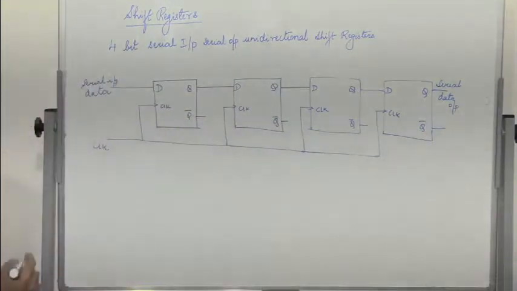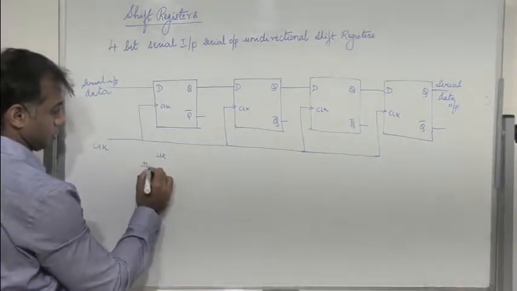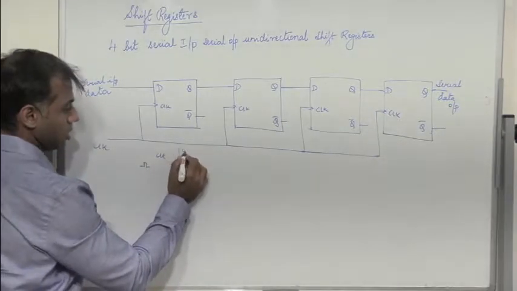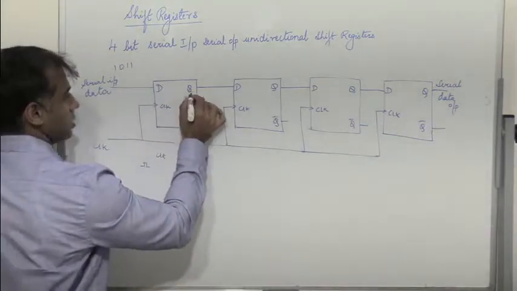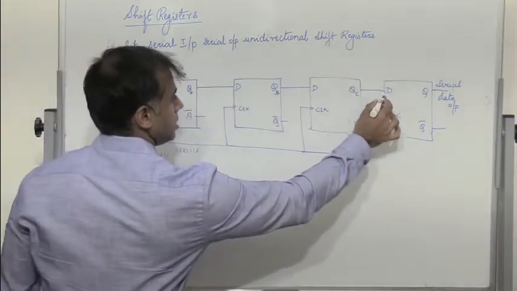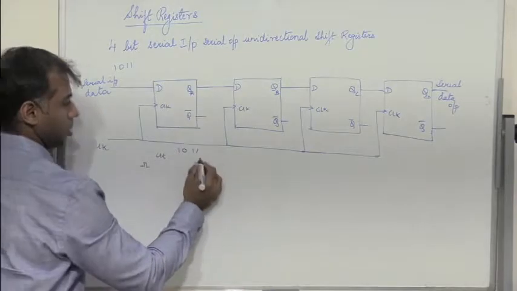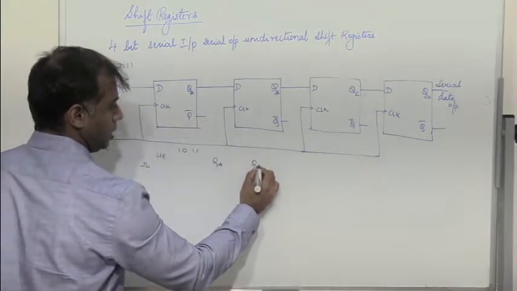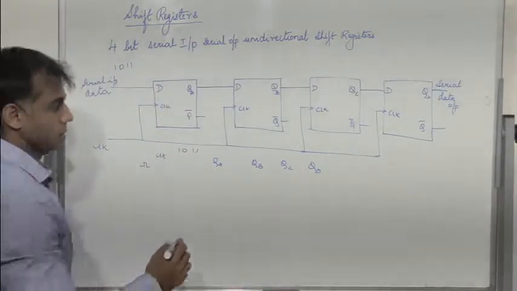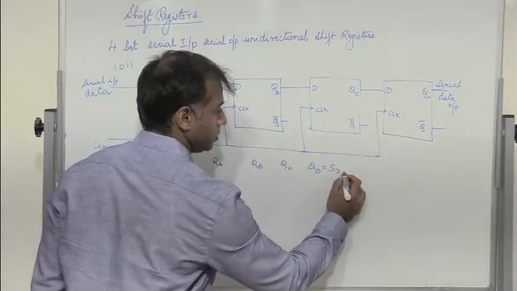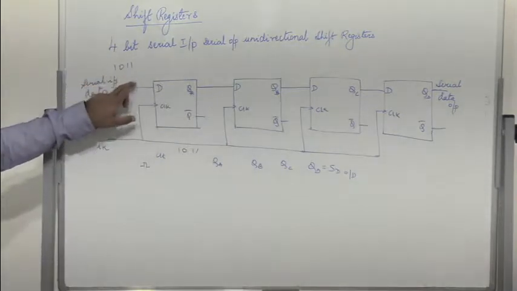So let's take an example and let us see how this works, right? So I have a clock pulse. Let the data be 1011. So I have 1011. Okay. So let me call these QA, QB, QC and QD. Right? So I have QA, QB, QC and QD, where I get the output. That is, the serial data output is available at QD. Right? So initially I have 1011 here.